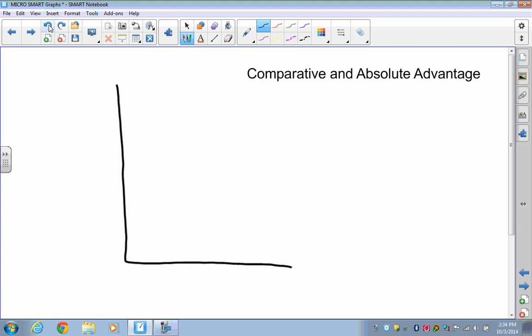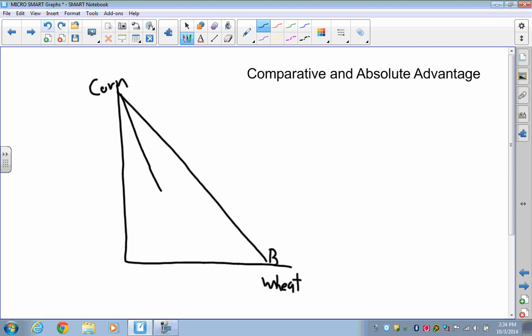We're going to draw what? Straight lines. So this will be country B, okay? And they're going to be able to produce corn and wheat. And we're also going to have country A. They produce also corn and wheat.